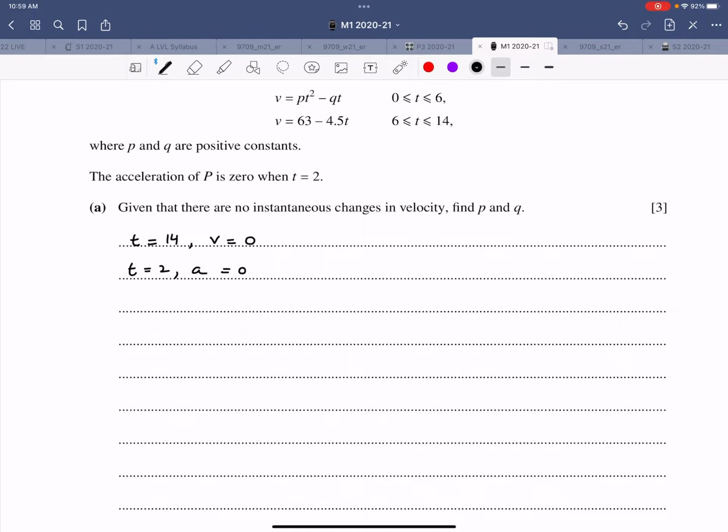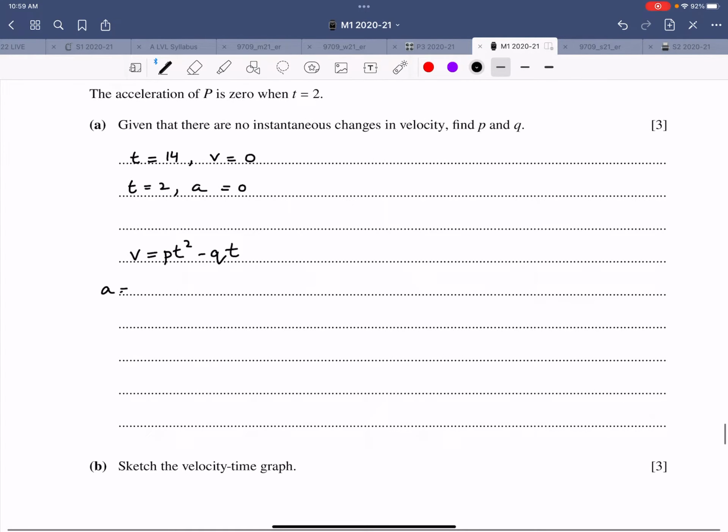Now, first of all, the first equation is pt square minus qt. Therefore, acceleration is the derivative of velocity, which is 2pt minus q. When t is 2, acceleration is 0. So 0 is equal to 2 into 2, 4, 4p minus q. This is equation number 1.